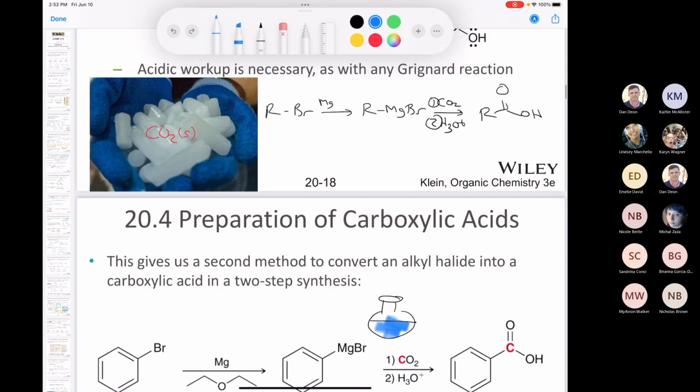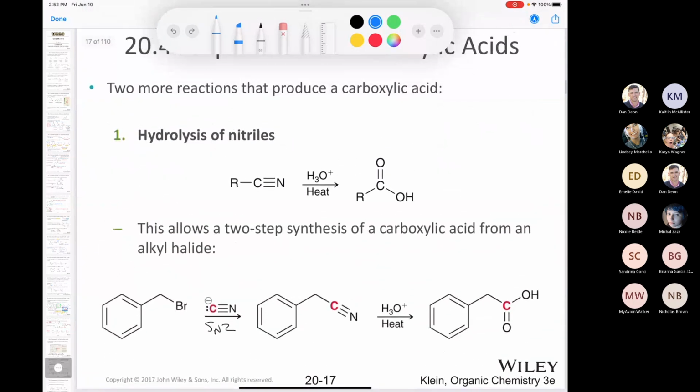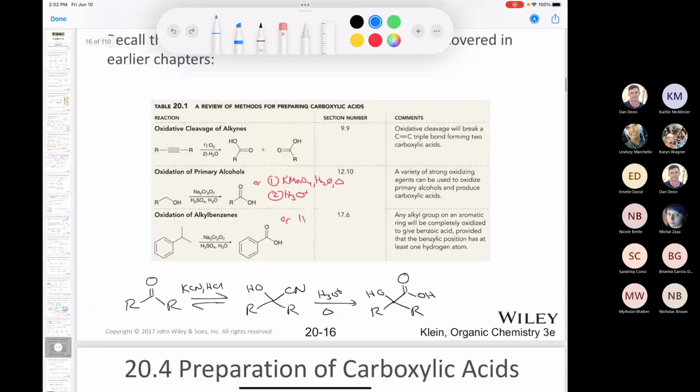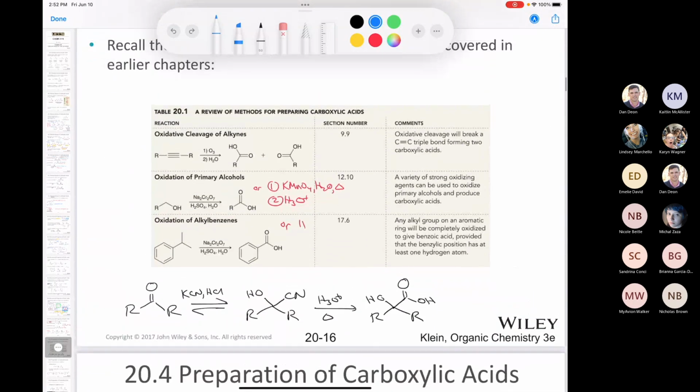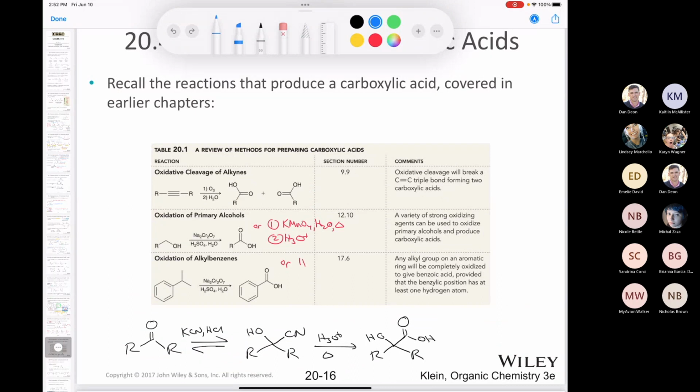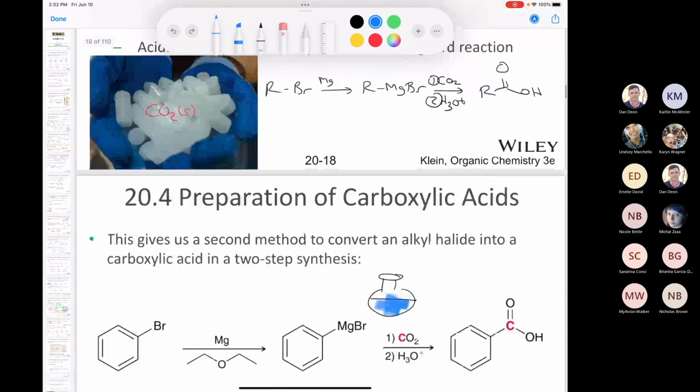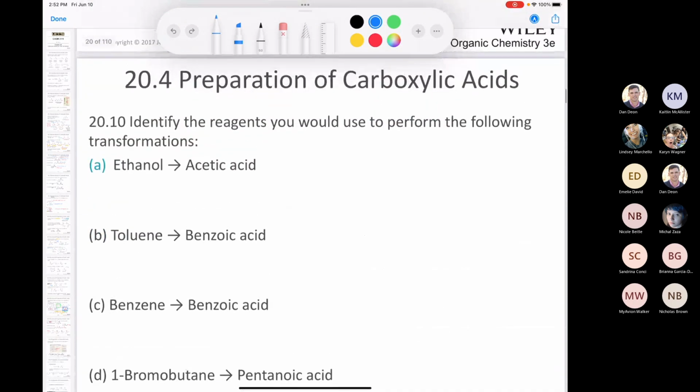We discussed the hydrolysis of a nitrile right here, and then we looked over these other ways that we've studied to make carboxylic acids. So let's take all that and apply all those ideas and reactions to a question. It just says, identify the reagents that you would use to perform these transformations. So let's say we wanted to take ethanol and convert it to acetic acid. So we're taking a primary alcohol and converting it to acetic acid.